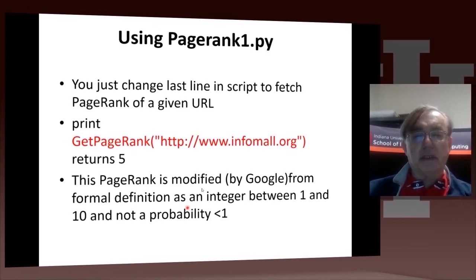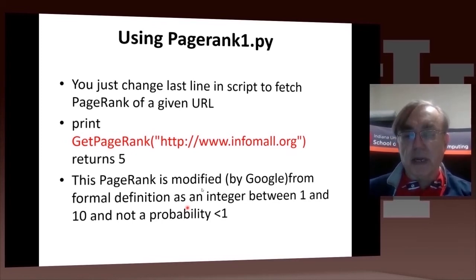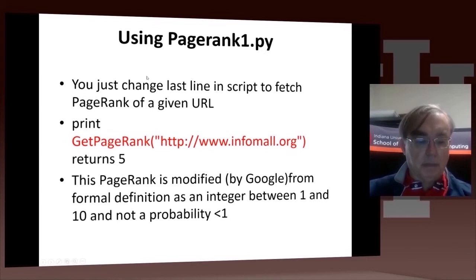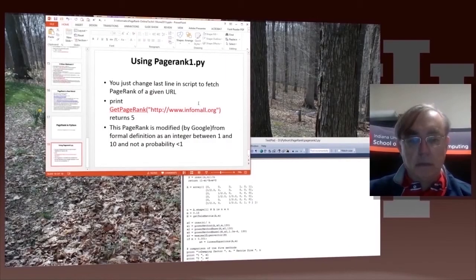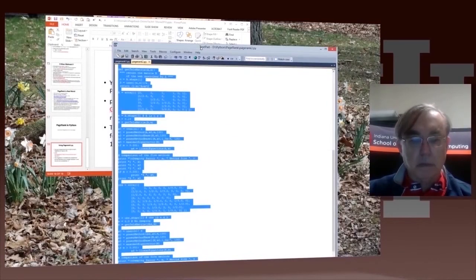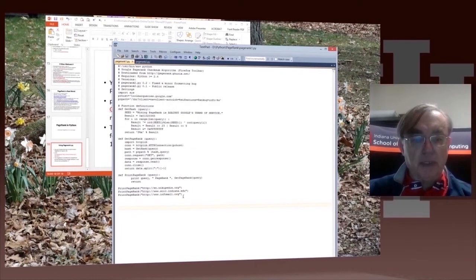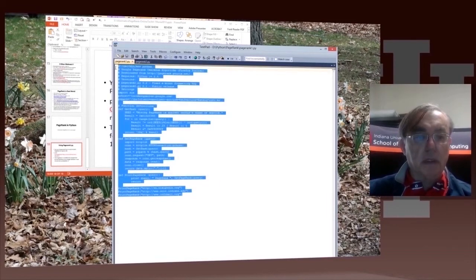And if you look at my site, it's infomall.org, it has a page rank of 5. If you look at Wikipedia, it has a page rank of 8. And if you look at the School of Informatics and Computing, it has a page rank of 6. So let's just go and do that. This is pagerank1.py, which happens to ask for those three websites I just mentioned.